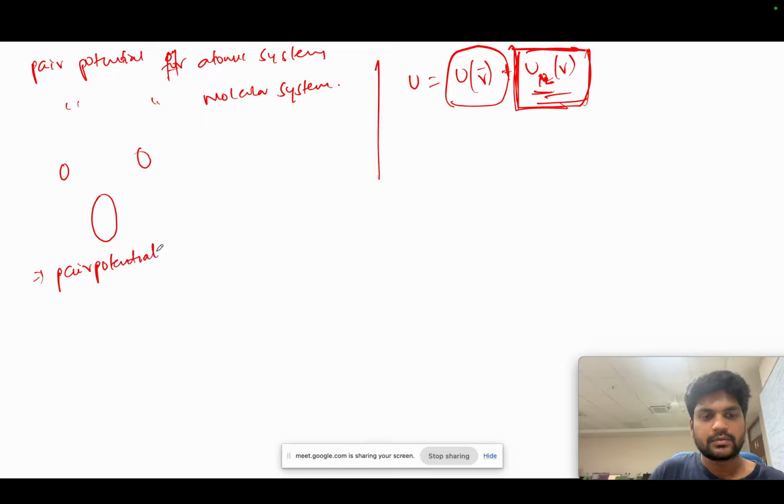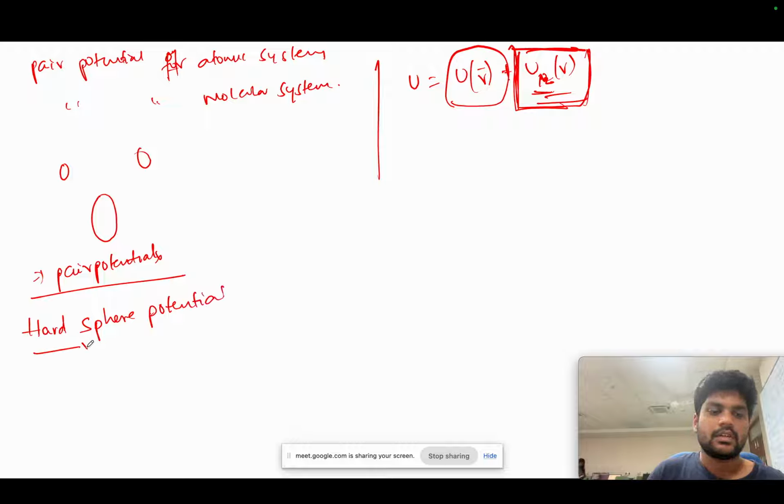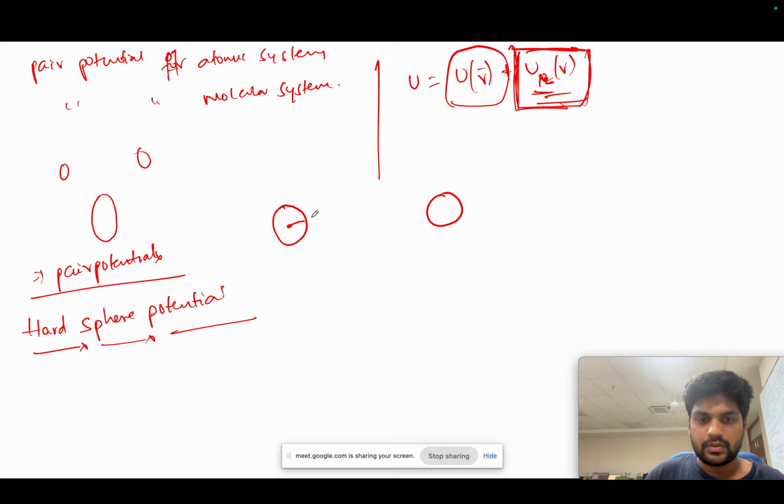So the first one is hard sphere potential. This was all discussed in the class by sir. So what he was telling was, if you have two molecules, say suppose this is the first atom and this is the second atom. This is the center, the radius is R, and now this particle will move like this until it reaches here.